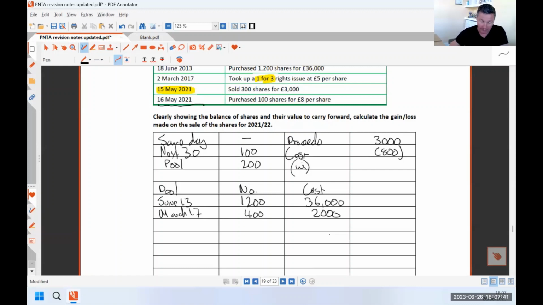We've got no more transactions, so we come to our disposal. So we want to take a subtotal on a relatively straightish line. So at that point there, we have 1,600 shares with a total cost of £38,000. Everyone all right up to there?